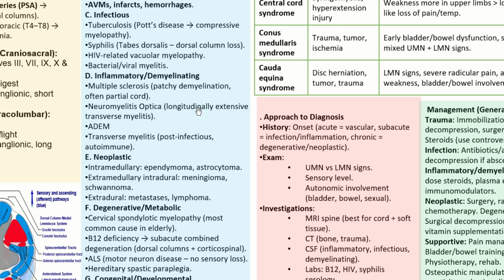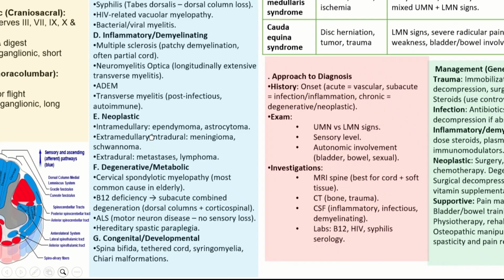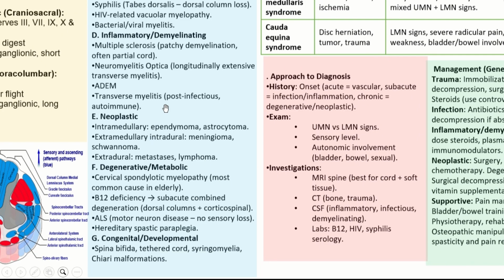Then we have the degenerative or the metabolic causes, like cervical spondylotic myelopathy. We have vitamin B12 deficiency. Most of the time we have subacute combined degeneration of the spinal cord, and this is going to affect the dorsal columns and the corticospinal tracts.